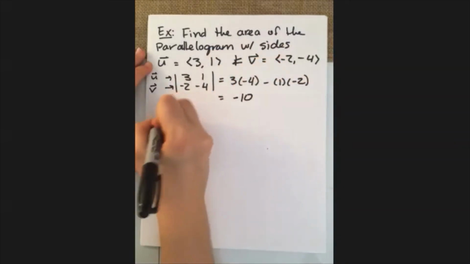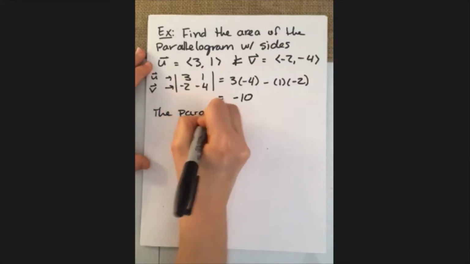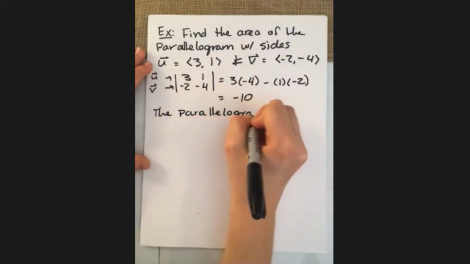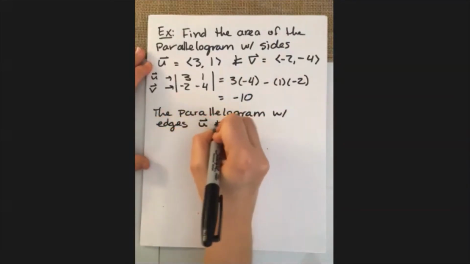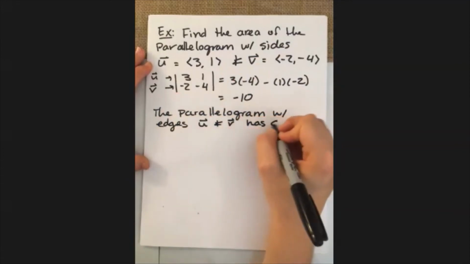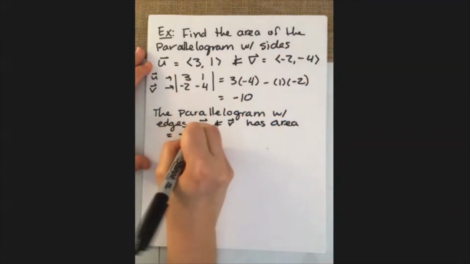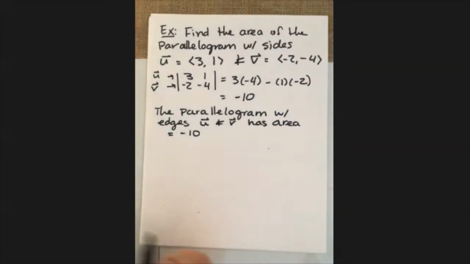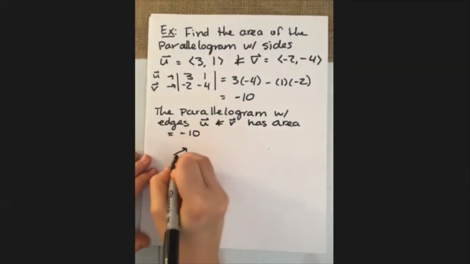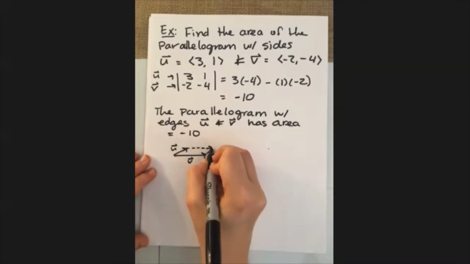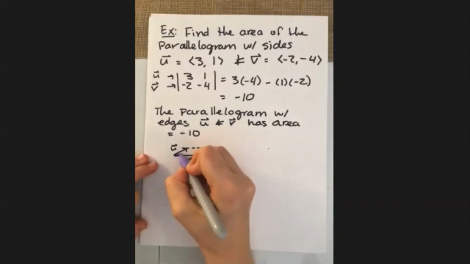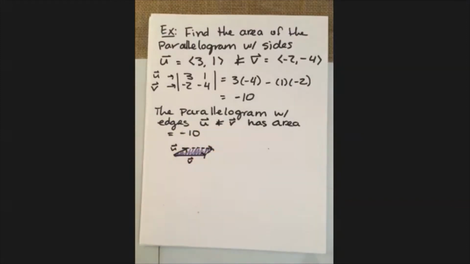So what that means is that the parallelogram with edges u and v has area equal to -10. Okay, so again, that's just finding the area of this parallelogram right here. This isn't an exact drawing, clearly, but we just found this area. Okay, so this is just in the 2D case.